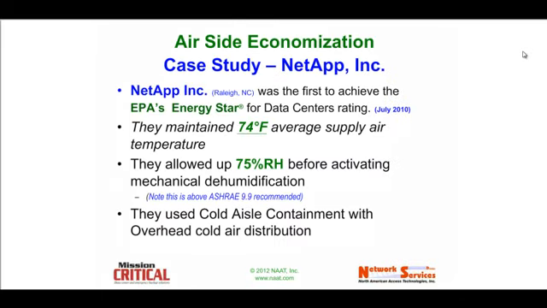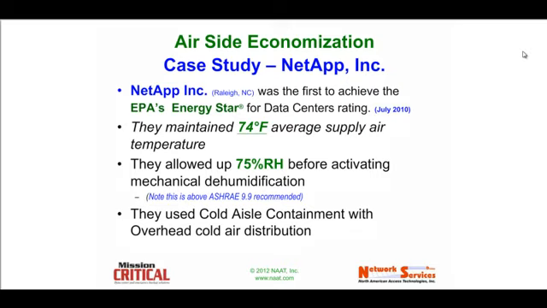Let's take a quick look at the NetApp, an audited one-year study for the Energy Star for Data Centers Award. Basically, in July of 2010, they completed 12 months of recorded data that was submitted and certified to the Department of Energy and the EPA. They ran an average of 74 Fahrenheit supply air, but allowed it to go to 75% relative humidity. And remember, this is prior to the 2011 ASHRAE new temperature ranges. They really allowed it to operate and proved out that the equipment could operate this way.